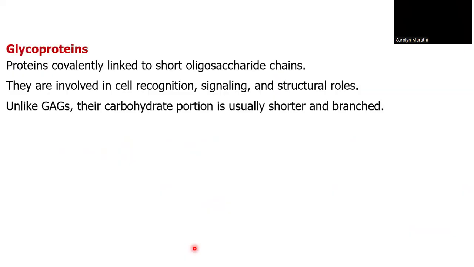Glycoprotein is another form of heteropolysaccharides, and as the name suggests, it contains proteins which are covalently linked to short oligosaccharide chains, and they are majorly involved in cell recognition, signaling, and also have structural roles. Unlike the GAGs, in glycoproteins the carbohydrate portion is usually shorter and also branched.